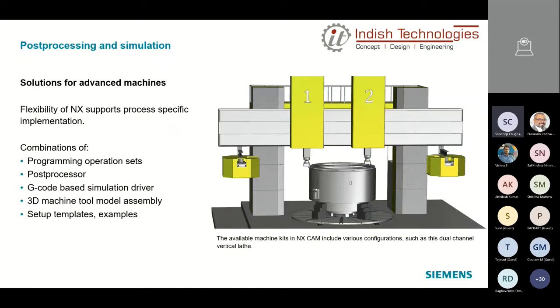Then with NX, when you install NX, there are so many out-of-box machines available of various kinds, whether it is 3 axis, 4 axis, 5 axis, multi-channel machines, turning machines, VTLs with live tool. Most of the machines are available out of the box, which you can use for simulation and then for creating or converting those machines to your kind of machine, because you can use these machines as your setup templates.